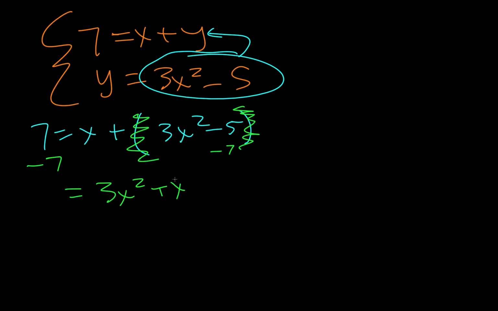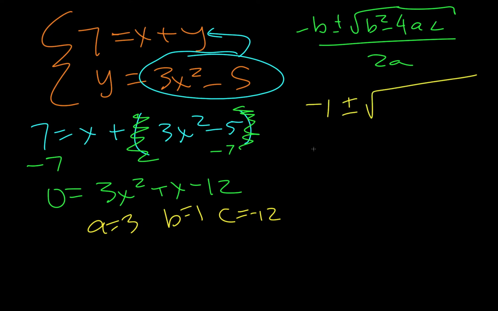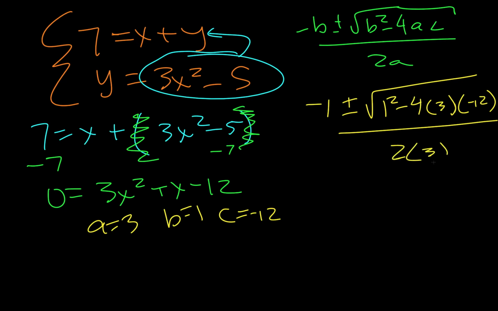And then -5 and -7 make -12. And then we have to plug it into the quadratic formula, which looks like this. If you're rusty with the quadratic formula, watch my video on that topic. But we're just going to go with a equals 3, b equals 1, because there's an invisible 1 right there, and then c equals -12. So I plug this in, I get -1, plus or minus, and then I get 1 squared minus 4 times 3 times -12 all over 2 times 3.